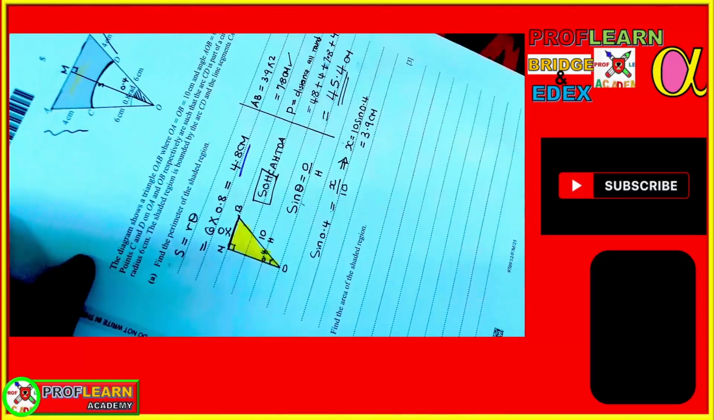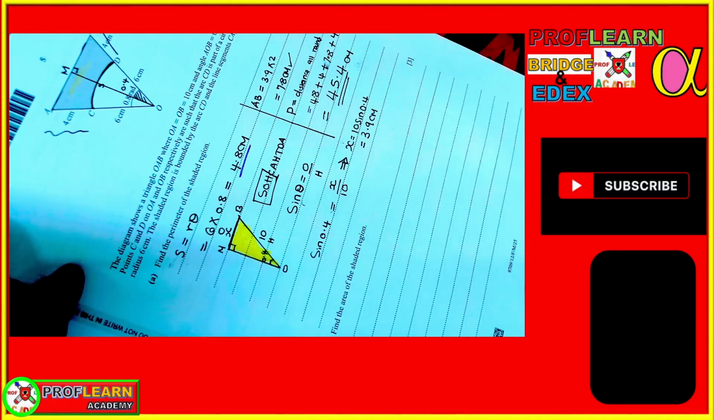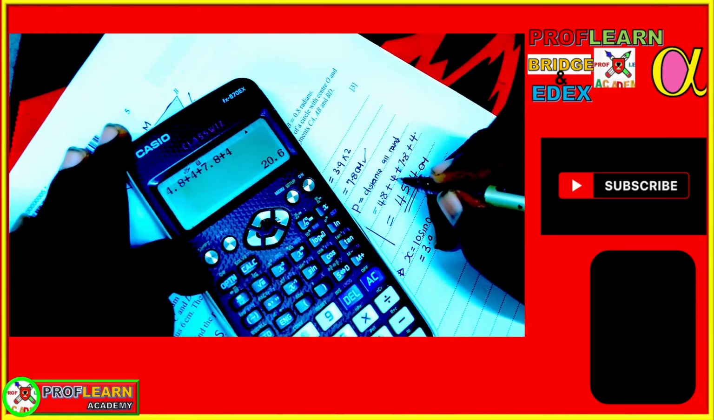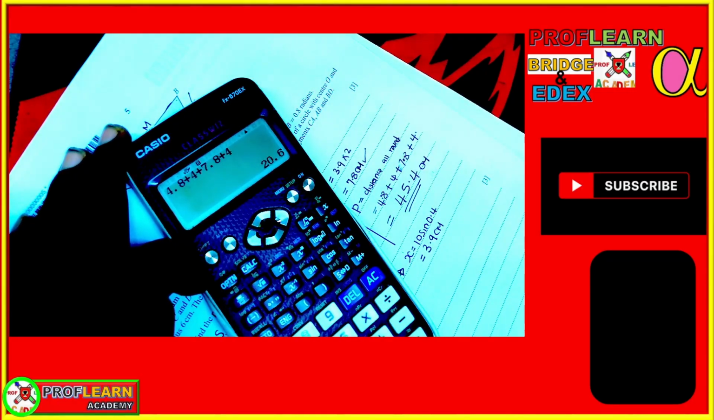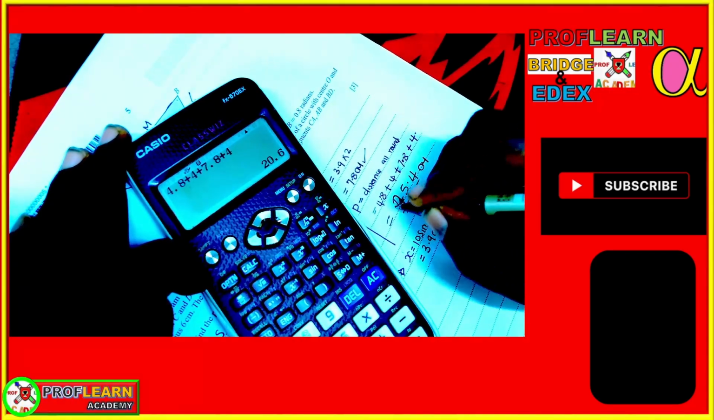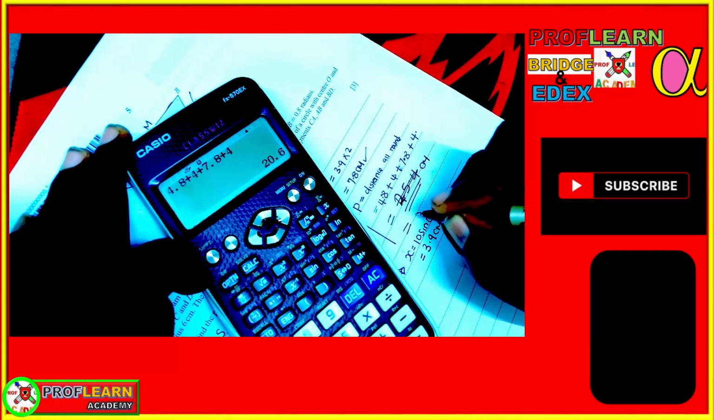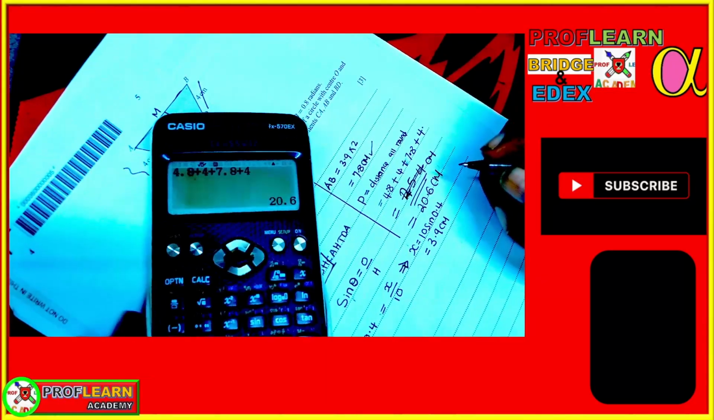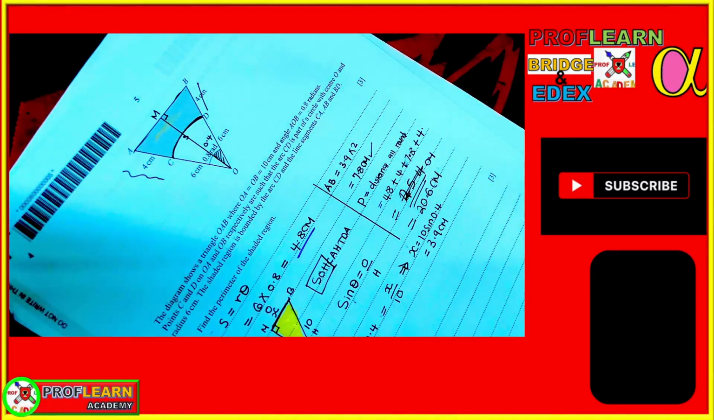Now the next part, yeah, I've just checked. If you add everything, 4.8 plus 4 plus 7.8, we are going to get an answer equivalent to 20.6. Let me just cancel this. So 20.6 centimeters becomes the perimeter of this particular shape. Yeah, that's the perimeter.